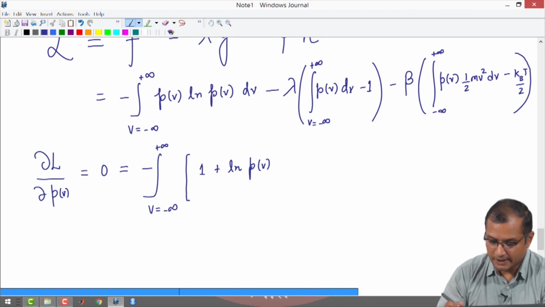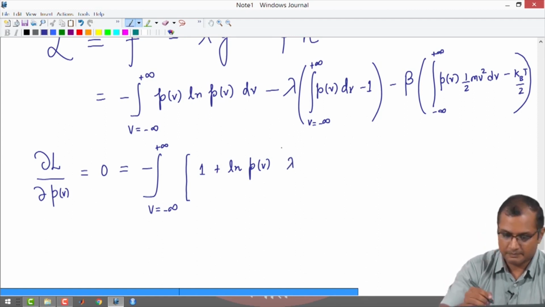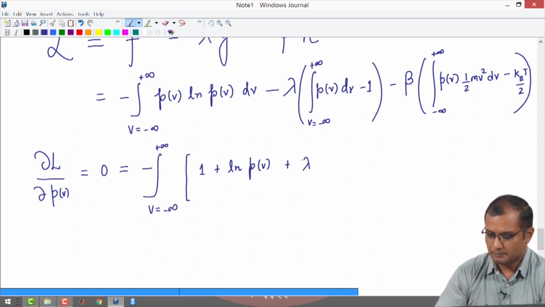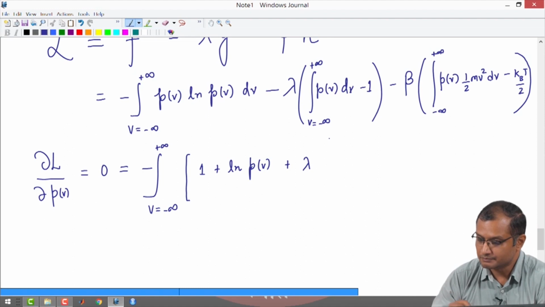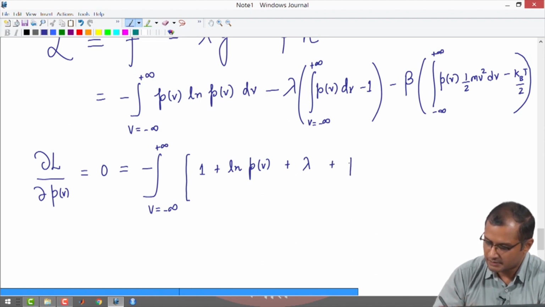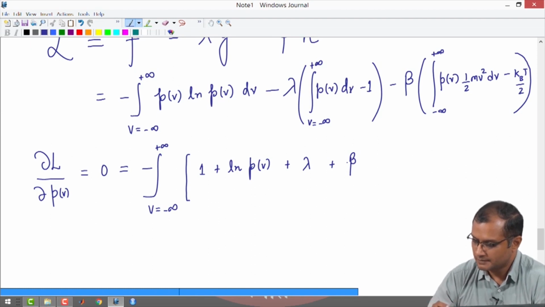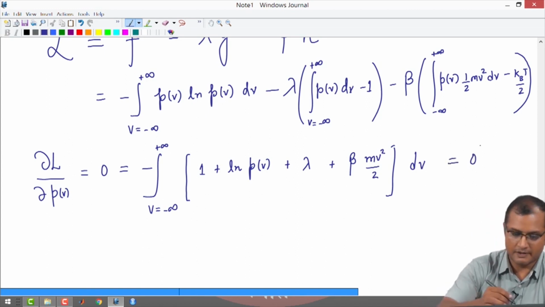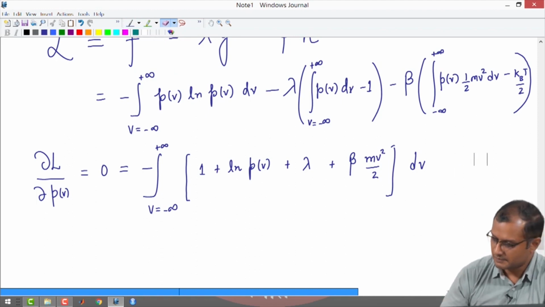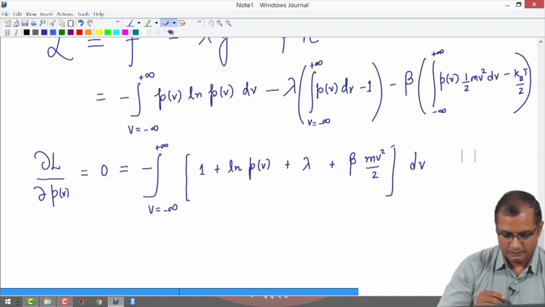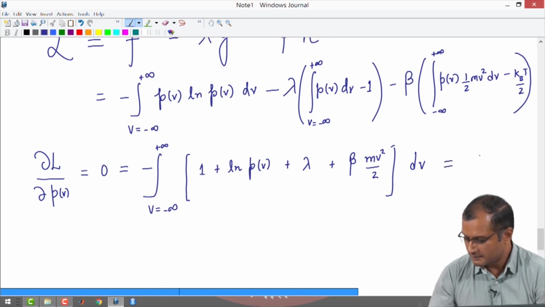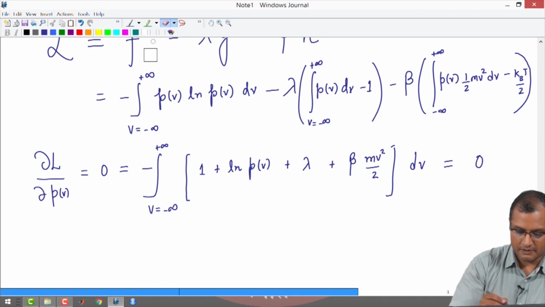And from the second term I get lambda times one, and from the third term I will get beta times mv square by 2, that is it, and this is an integral on v which is 0. Now you can actually write down a 0 on the right hand side.